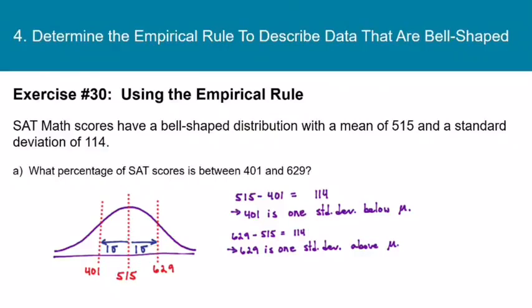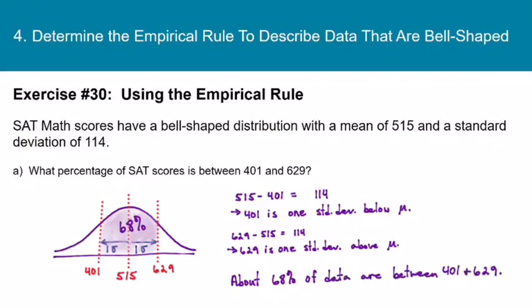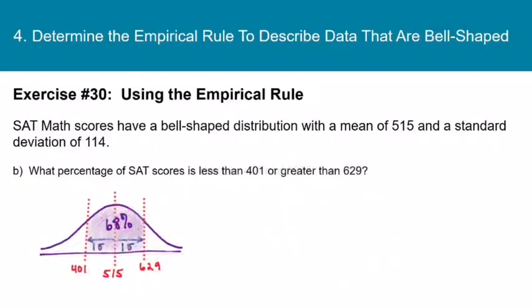So what does the empirical rule say about one standard deviation? Well, it says that approximately 68% of the data will lie within one standard deviation of the mean. So therefore, about 68% of the data are between 401 and 629. And here's part B. It says what percentage of SAT scores is less than 401 or greater than 629? So we want to know what percentage of SAT scores is in these tail areas here.